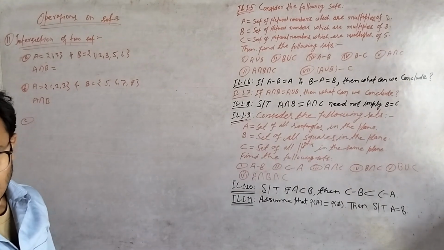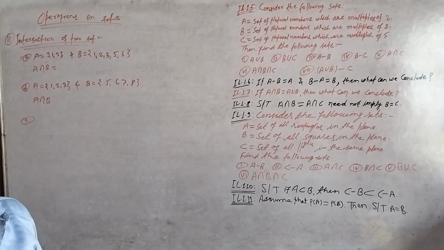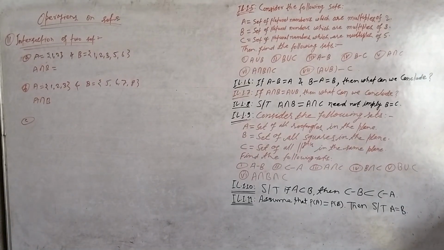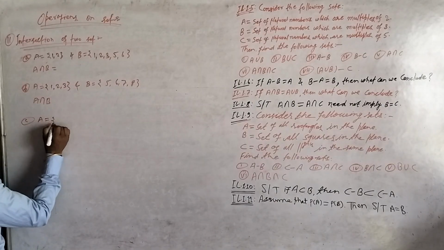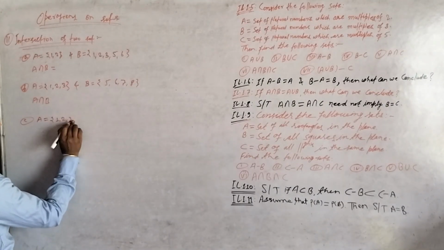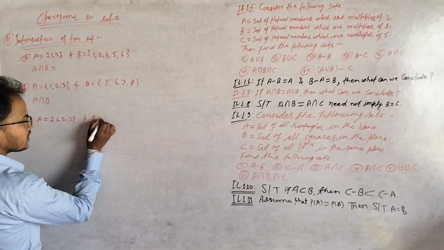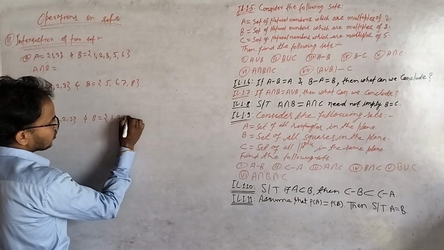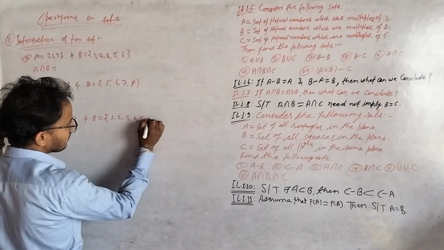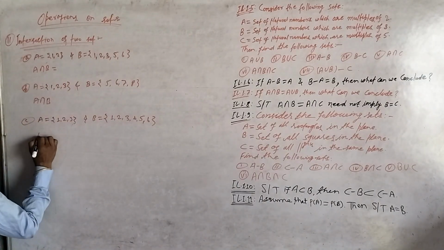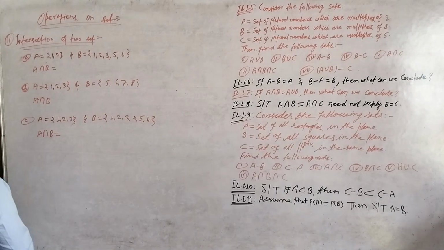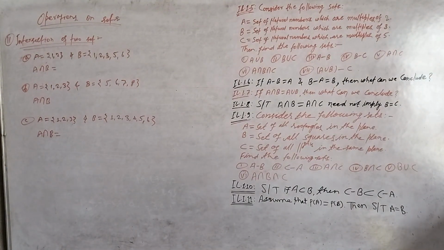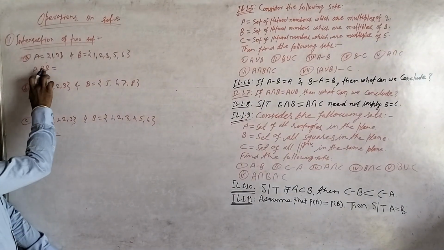And for the third example, we take A equal to {1, 2, 3} and another set B equal to {1, 2, 3, 4, 5, 6}. Then what is the set A intersection B? We take one more example.